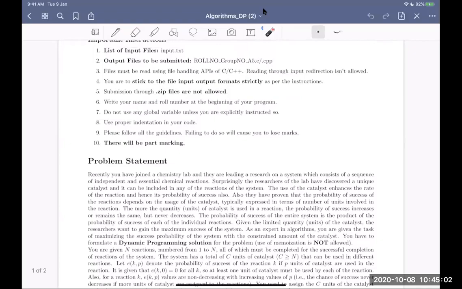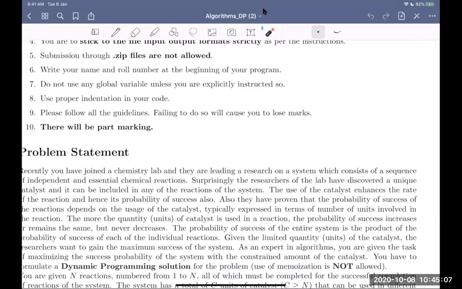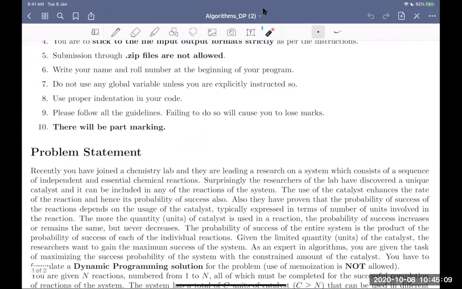So now let me come to the actual problem statement. So what is your problem? So think about a scenario. So you have recently joined a chemistry lab, and what they are doing, they are leading a research on a system which consists of a sequence of independent and essential chemical reactions. So they have quite a few chemical reactions, and you can think of each as being independent, but they are all essential for that system.